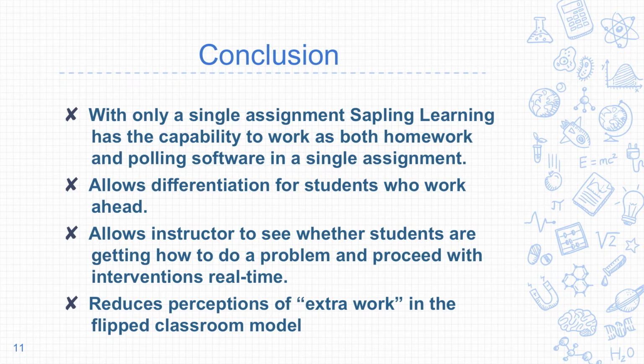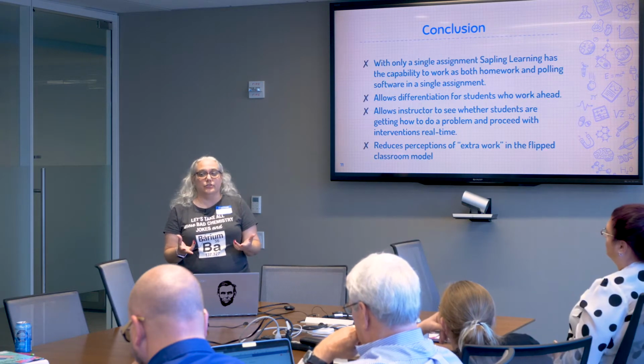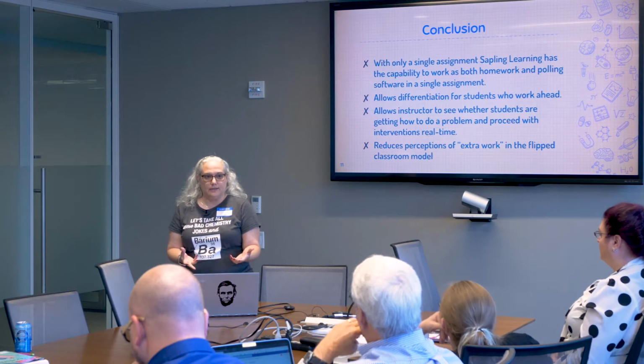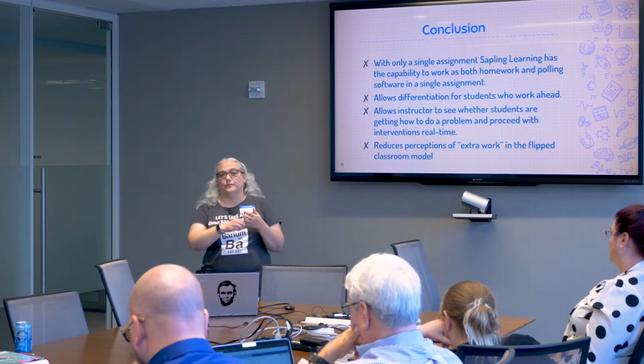So the way that I use Sapling Learning is every single assignment has the capability of being both homework and polling. I can differentiate between different students. I can tell how long it's taking them. So sometimes I might say, hey, I noticed nobody's putting any answers. Do we know what this question is asking? And we can go look at that. Or I can do the first half of the question and then let them go on, or we can do it in different steps.